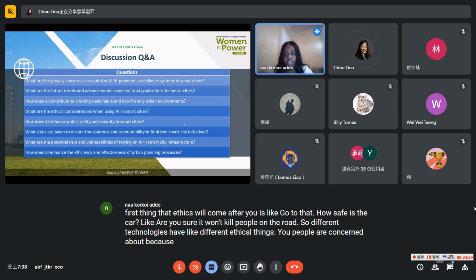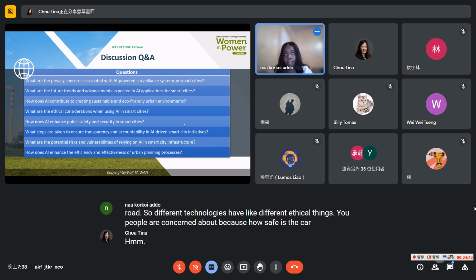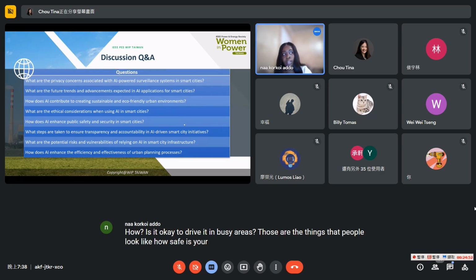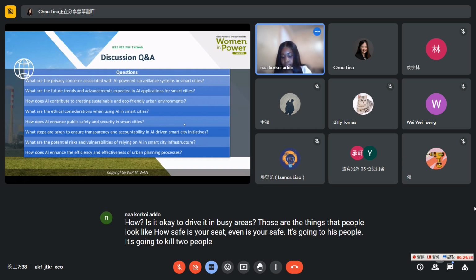How safe is the car? How okay is it to drive it in busy areas? Those are the things people will look at. How safe is your safe? Even if your safe is going to hit people, it's going to kill two people every million kilometers, how safe is even the safe?